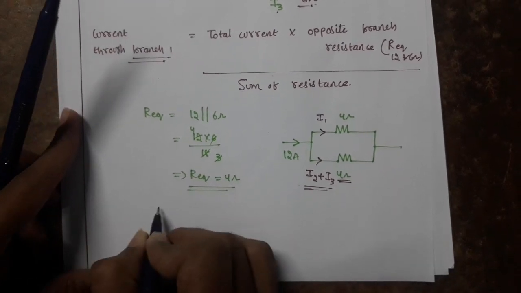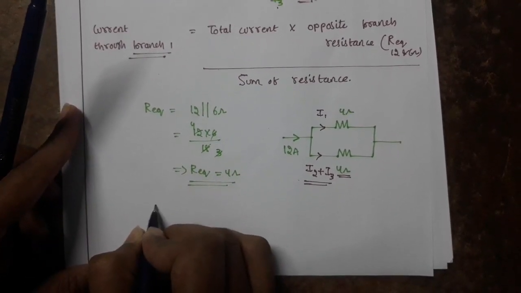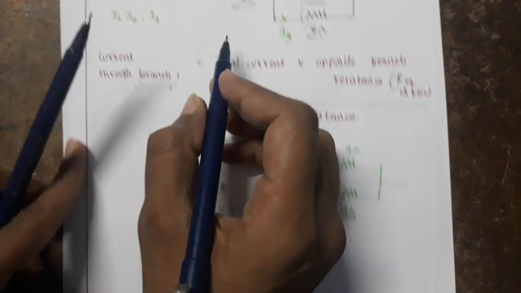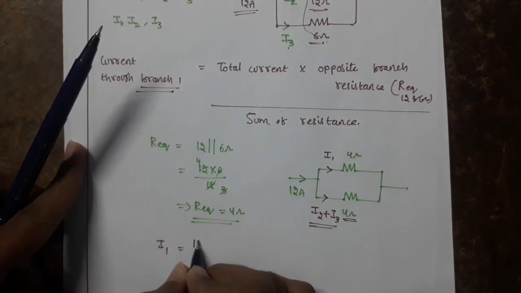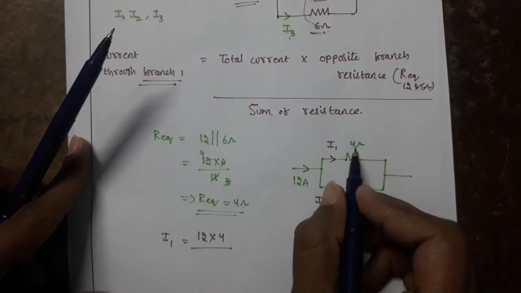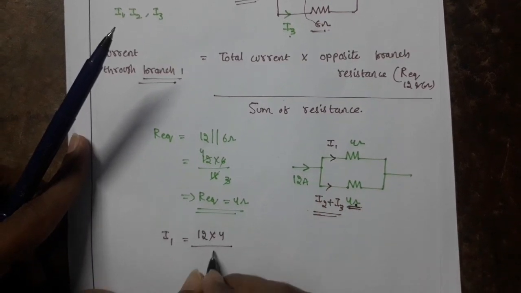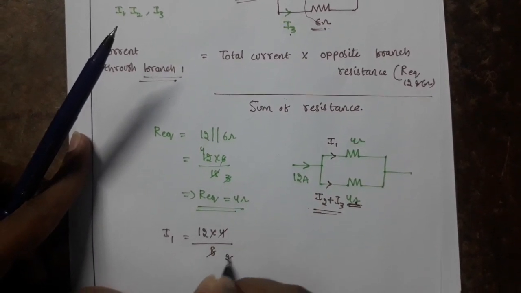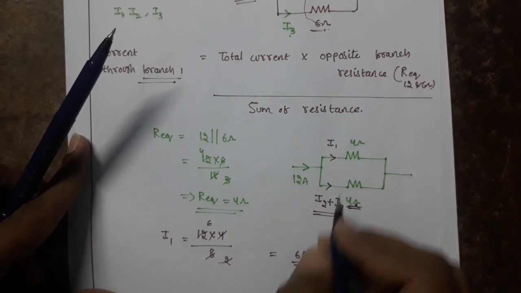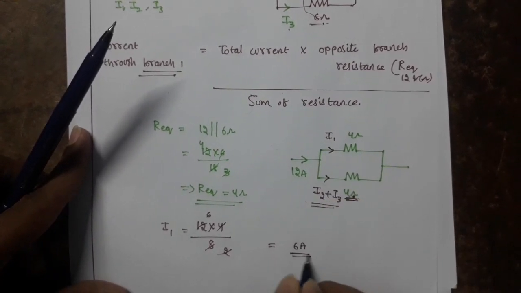So I1 equals the total current of 12 amperes, 12 into the opposite branch resistance of 4 ohm divided by the sum of the resistances, 4 plus 4, that is 8. 48 divided by 8 is 6 amperes. We have got I1, the current through the 4 ohm resistance, as 6 amperes.